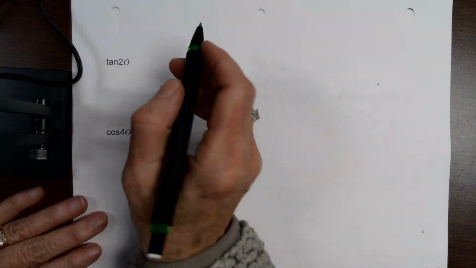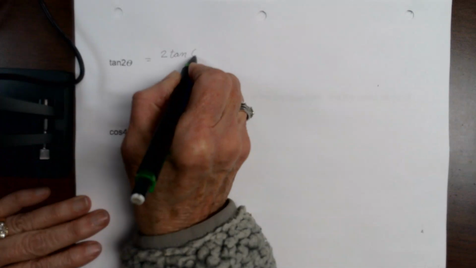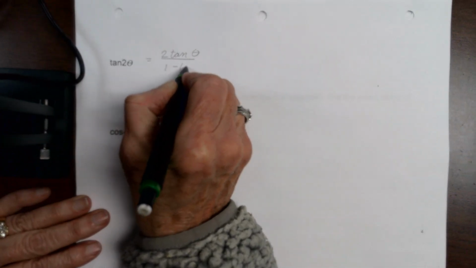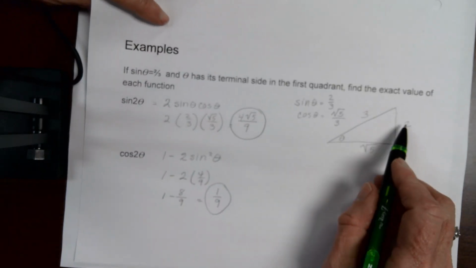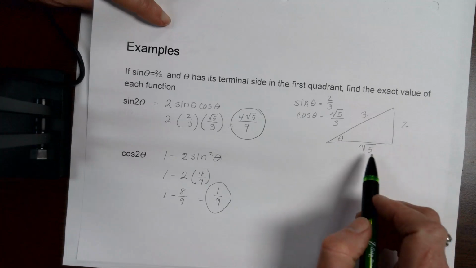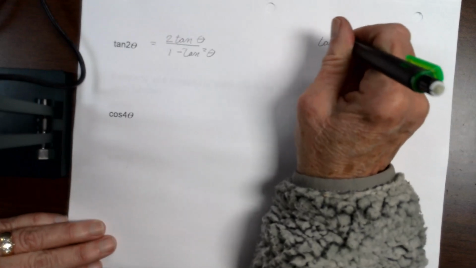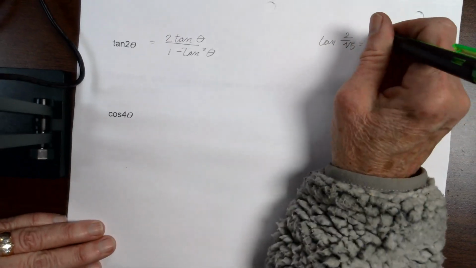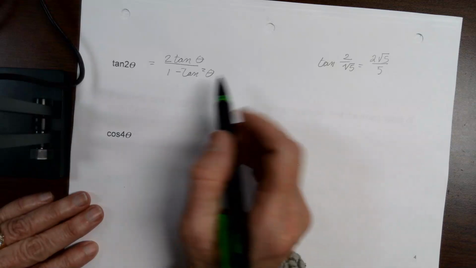Okay, then I have the tangent of 2 theta. Now, you remember the identity that goes with that is going to be 2 times the tangent of theta over 1 minus the tangent squared of theta. Well, go back to your triangle that you drew. The tangent is opposite over adjacent, which is 2 over the square root of 5. So the tangent is 2 over the square root of 5, or 2 square root of 5 over 5. Okay, so that's what I'm going to use here.